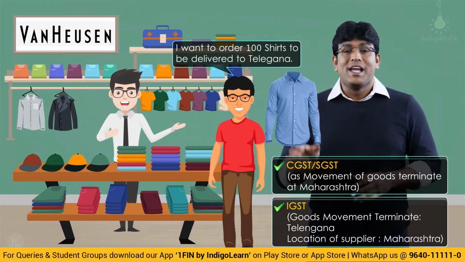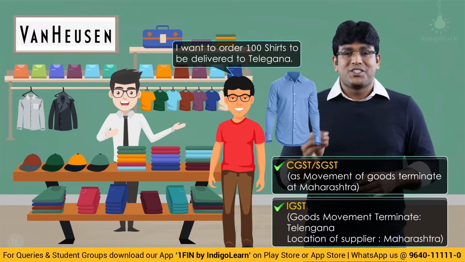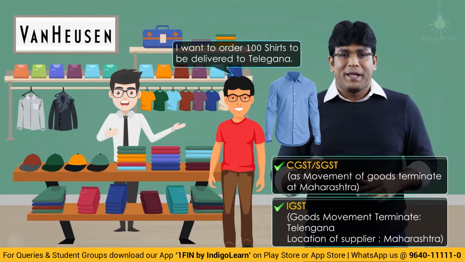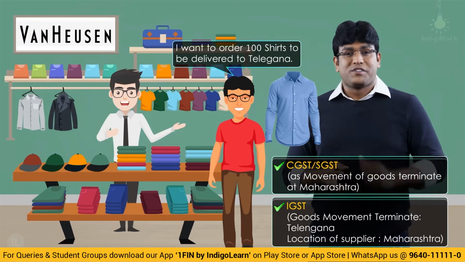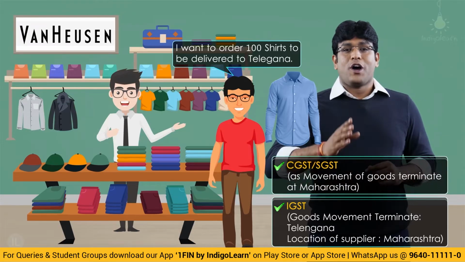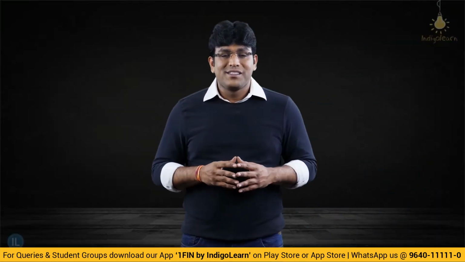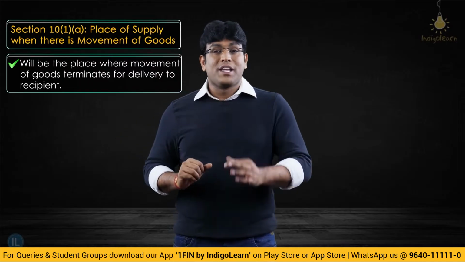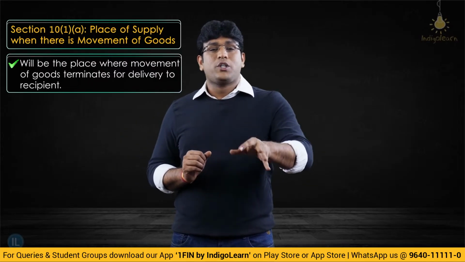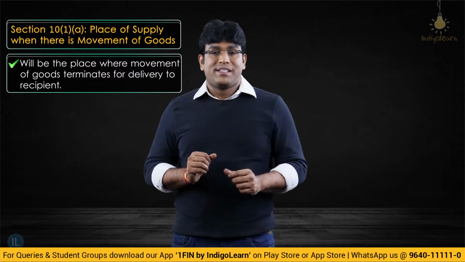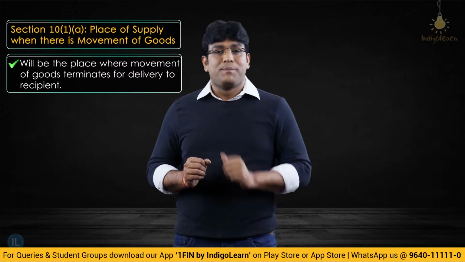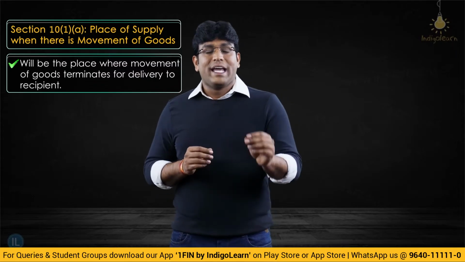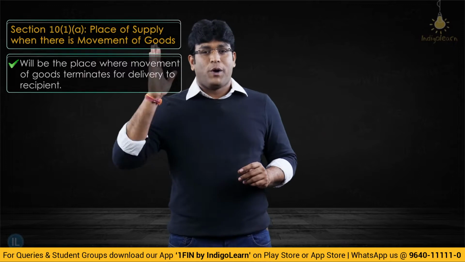That's why I told you that type of tax to be charged will depend upon type of supply, and that will depend upon place of supply and of course location of supplier. So friends, what is the answer now? As per section 10(1)(a), place of supply in case where there is movement of goods shall be the place where movement of goods terminates for delivery to the recipient. For what, my dear friends? Delivery to the recipient. Next point.